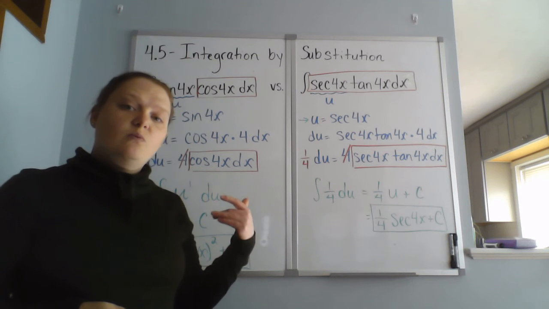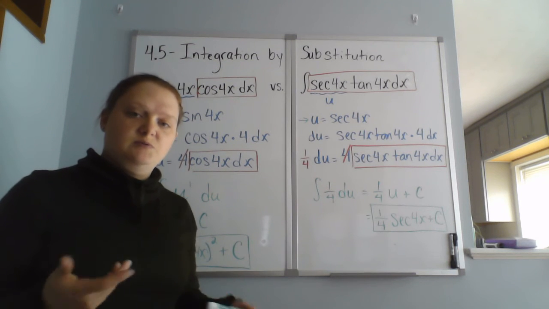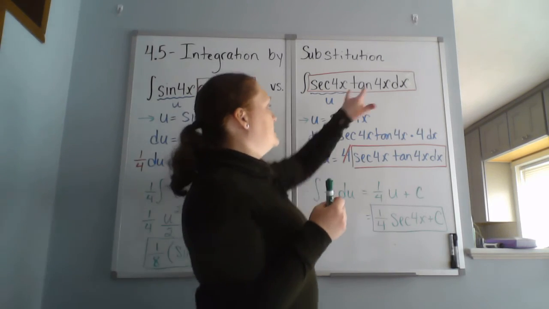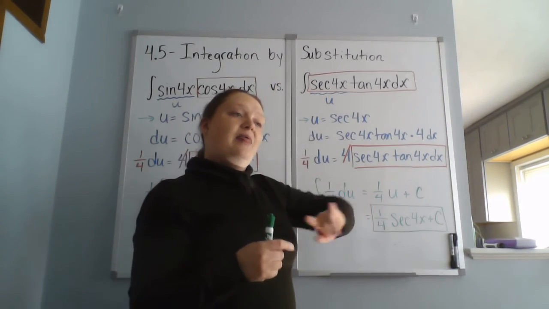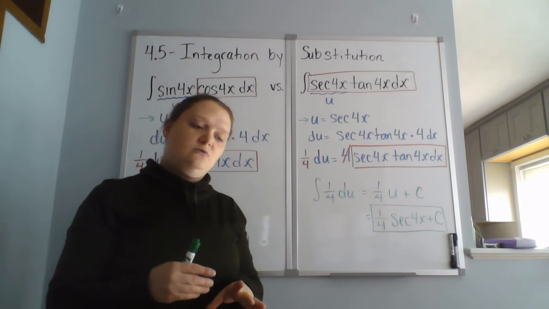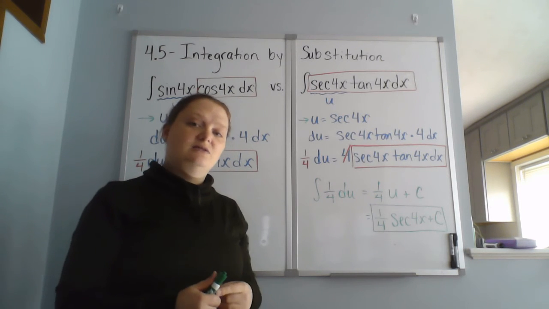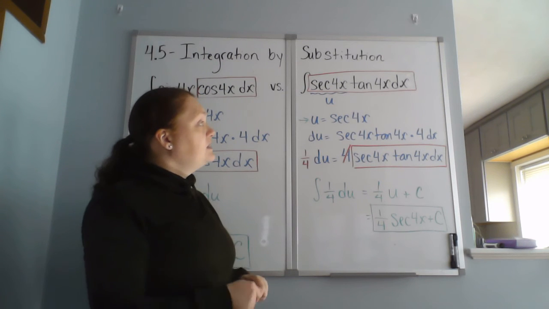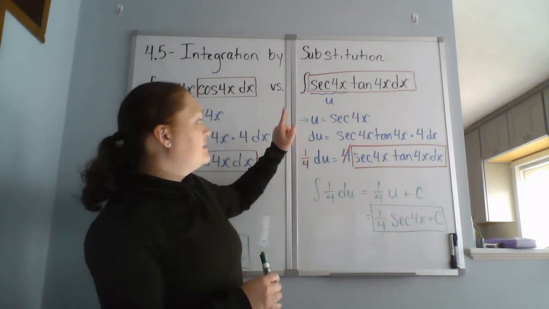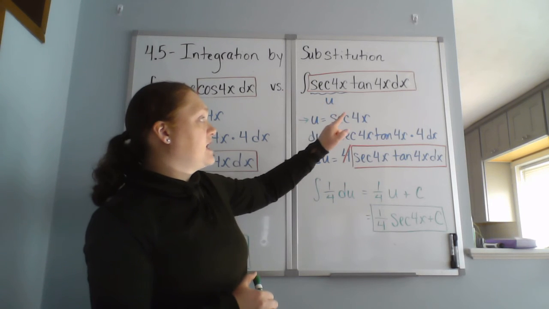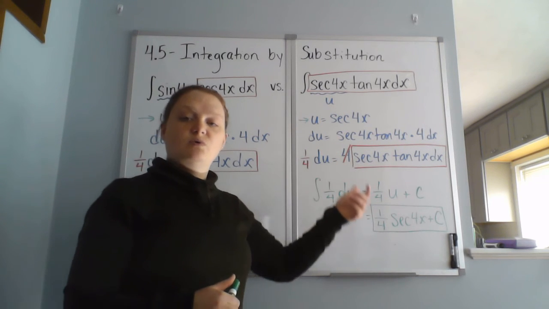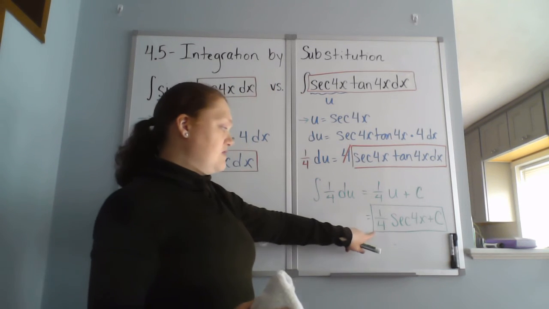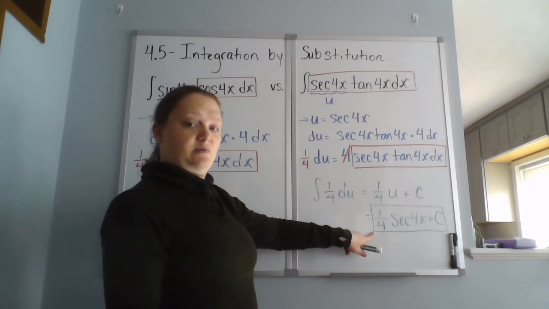But now I want to show you the alternative. What are some other things we could have done? A question I commonly get: could I have done u is equal to tangent 4x? That probably won't work because the derivative of tangent is secant squared. There's no secant squared anywhere, so that won't work. But some people recognize, oh, I know the antiderivative of secant x tangent x. What if I got rid of the 4 somehow? So that's the alternative that I want to show you. I'm going to show you how you can still get to this answer, but in a different way.